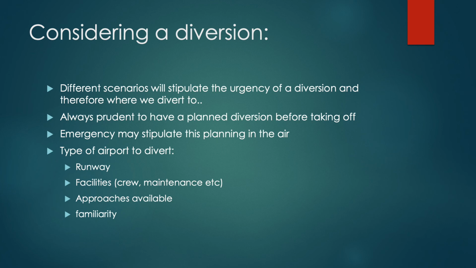So maybe it'll be near an aerodrome that we're flying to. If the aerodrome closes, we can go here, or maybe it's one en route that we're familiar with. Again, it's going to reduce the workload in the aircraft should we need to land somewhere else from our destination or from where we've taken off from. And as I said before, an emergency may stipulate this planning in the air. So if it's a really urgent scenario, then we're going to have to plan to land as soon as possible.